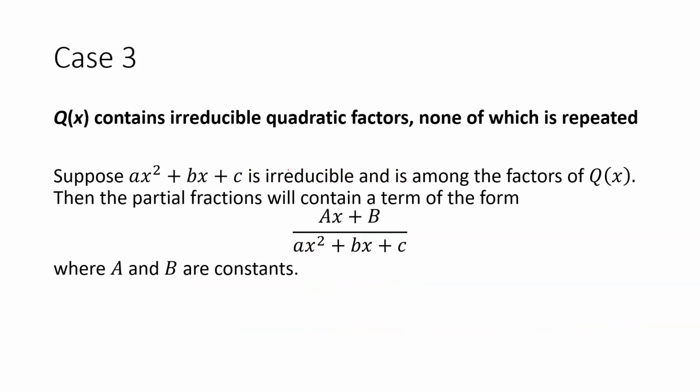And what the rule says is that when we have an irreducible quadratic among the factors of Q of x, then the partial fractions will contain a term of the form ax plus b over that quadratic, ax squared plus bx plus c. So a and b here are two constants that you need to solve for. Notice it's different. Now we have these two constants in the numerator, not just one constant. So it's like I have this linear expression in the numerator where a and b are now two constants that we're going to try and solve for.